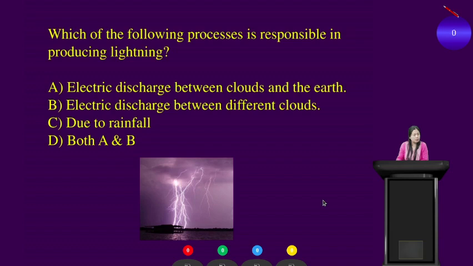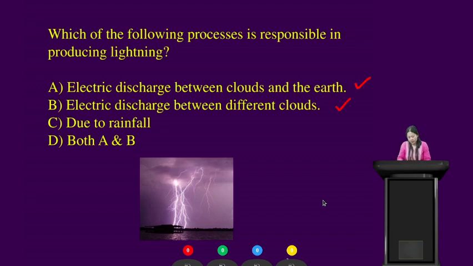Yes, students. Alright, students, your time is up. Now we have seen that there are two types of lightning, that is from cloud to cloud or from cloud to the ground. This lightning is caused due to electrical discharge between clouds and the earth, and it can also be due to electric discharge between different clouds, that is from cloud to cloud. So both A and B are correct.